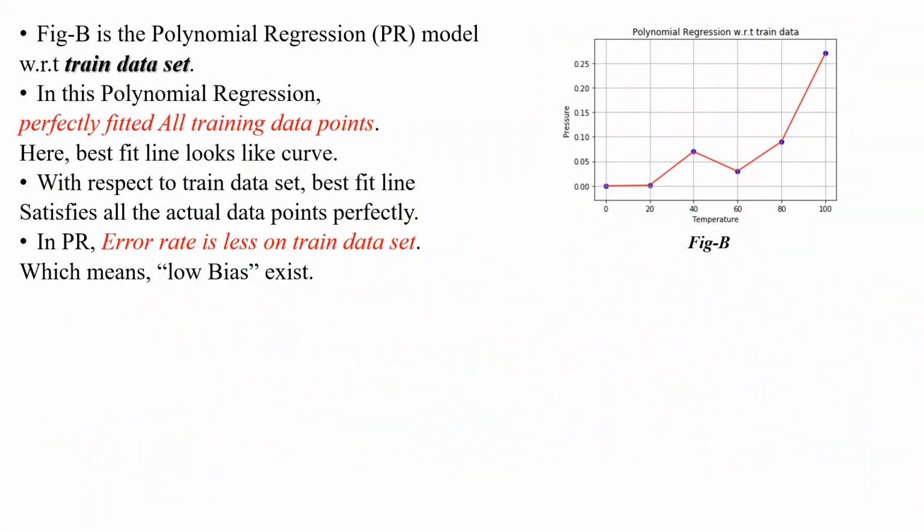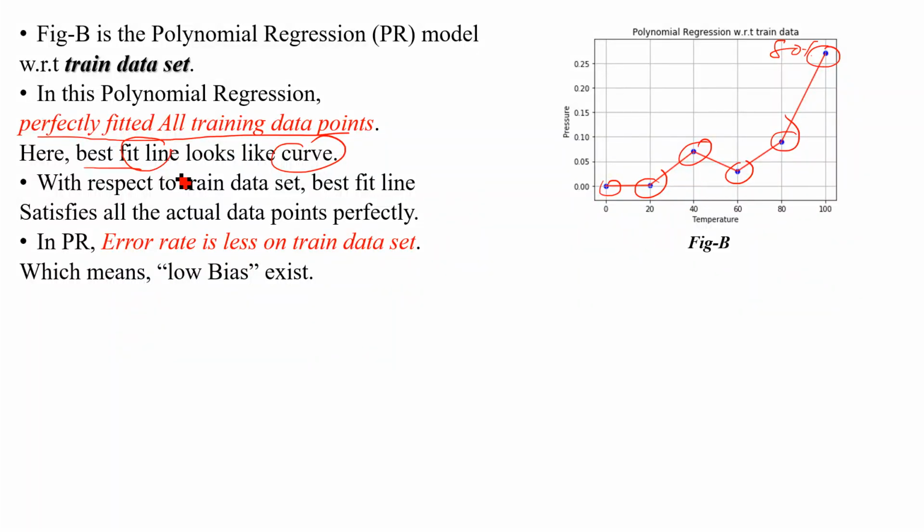If you see figure B, this is the polynomial regression with respect to the trained data set, which means here 80% of the data set. With 80% of the data set we have to train the model. The model means the best fit curve passes through all the data points. So see, the curve passes through all the data points, so here it perfectly fits all the training data points. The best fit line looks like a curve. Very good. So the best fit line in regression here looks like a curve.